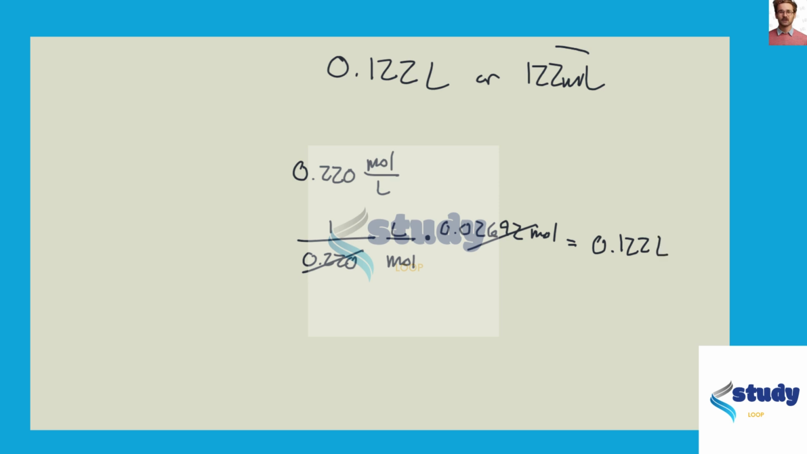So either method of solving the problem is fine. Maybe the second one is a little more straightforward. The hard part is recognizing that you have to flip this before it's useful, right? Because it's currently in moles per liter, but you need liters in the numerator if you're going to end up with liters as your unit in the end.